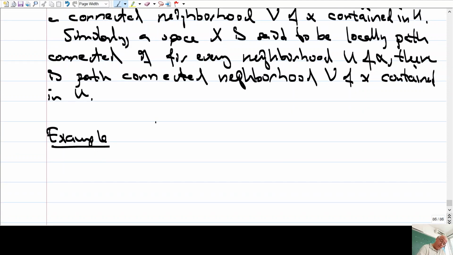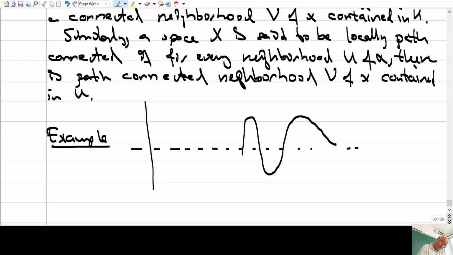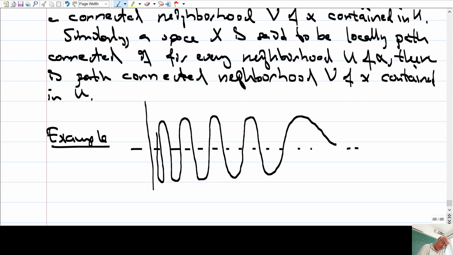Let's consider the topologist's sine curve. So I have the topologist's sine curve. The topologist's sine curve is not path connected, but it is connected. Well, this space is connected. We know that, but it is not locally connected. Why is that?